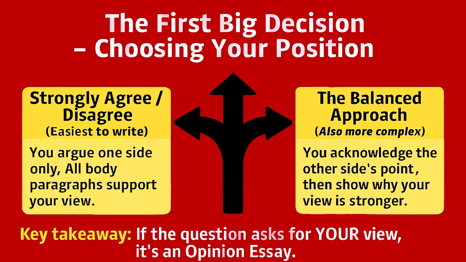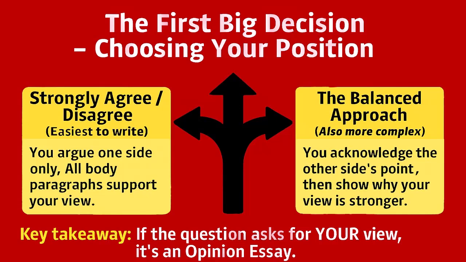You actually have three main options for how you can present your position. One: strongly agree or strongly disagree. This is often the simplest and clearest way to answer the question. With this approach, both of your body paragraphs will focus on providing different reasons to support your one-sided view. It's very direct and easy for the examiner to follow.